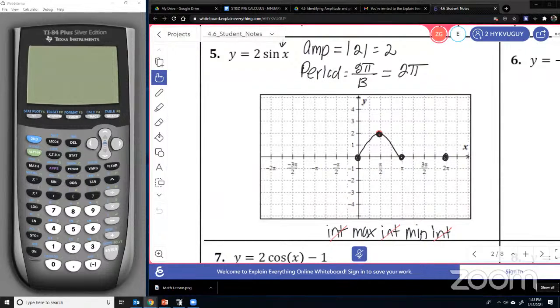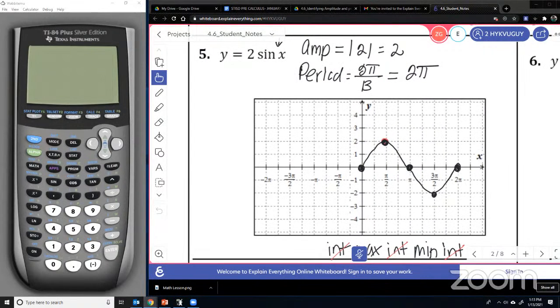So where does -2 occur? It is -2, but where does it occur? That's right, Arantex, at 3 pi over 2. And there you go. That should have been your answer. Okay, for the rest of the class, make sure you have that. That is the answer that you should have had.